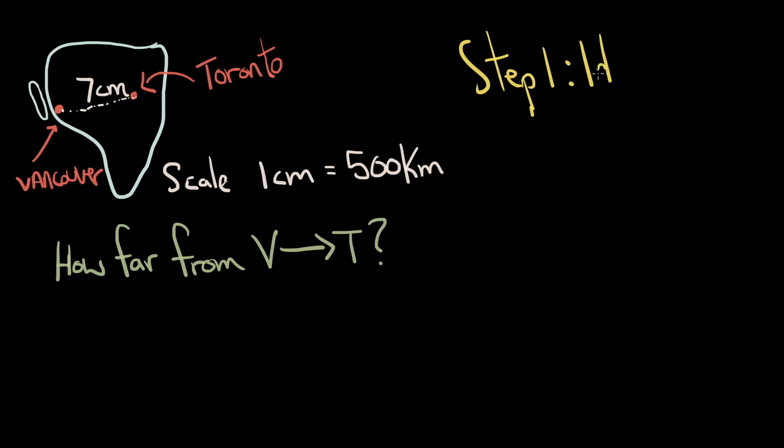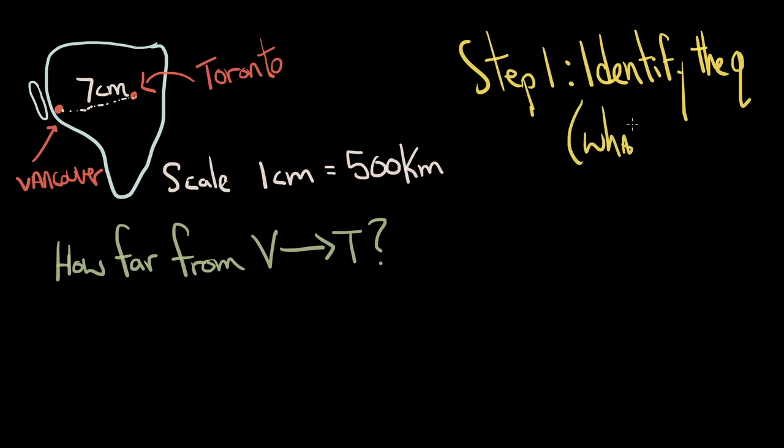It's a little bit of thinking. It's not really a math thing yet. Identify what's missing. So identify, I'm going to put down just the question or what's missing. Because in scale questions, there's always one thing that is missing. So for this one, it's pretty obvious. You're missing how far it is from Vancouver to Toronto. Cool. Step two.